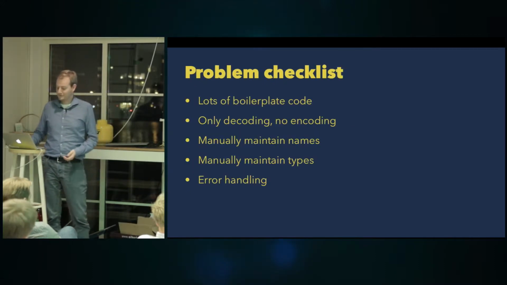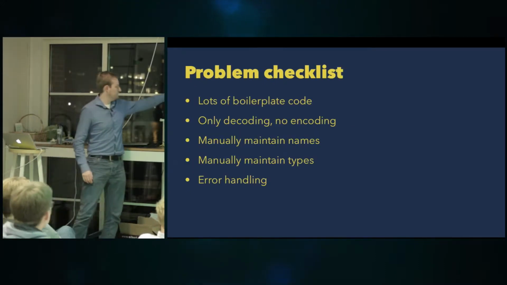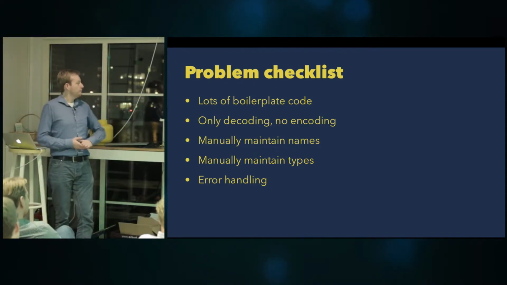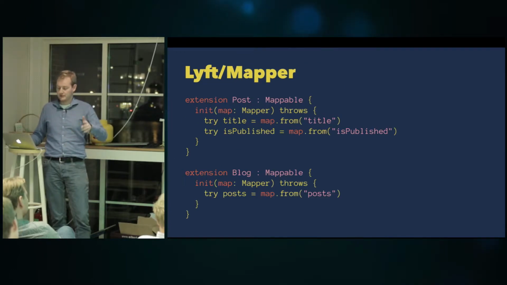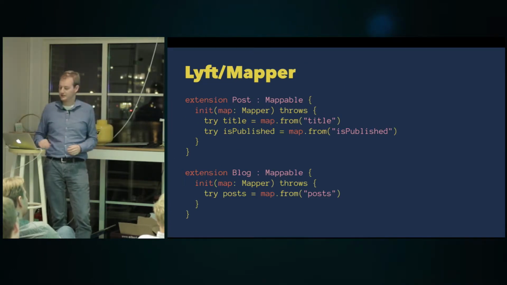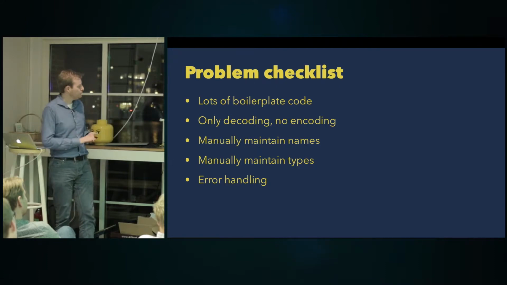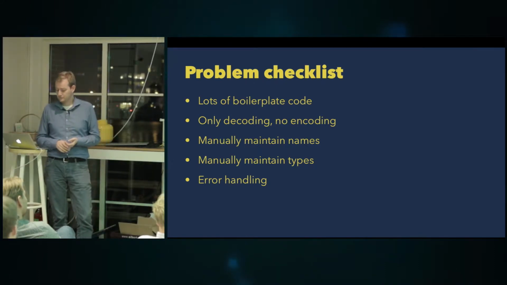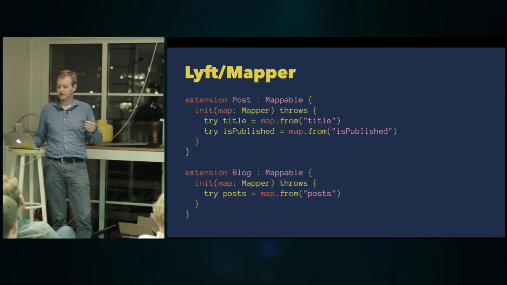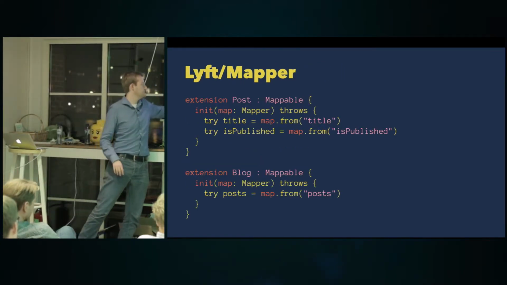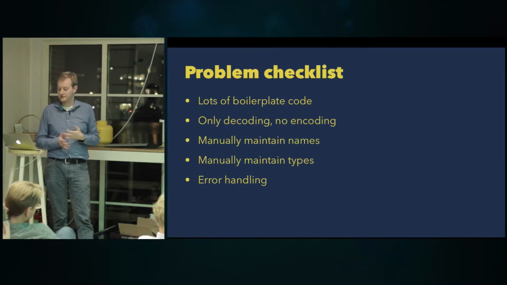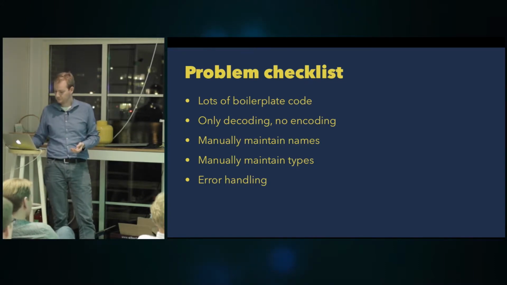So, yeah, problem checklist. Beginning with the last one, the error handling is not so nice. We don't have to write that much boilerplate compared to NSJSONSerialization, so that's good. It's still only decoding, not encoding. We still have to manually maintain all the names. We have to write title, is published. We don't have to manually maintain types, which is good, and not very good error handling.